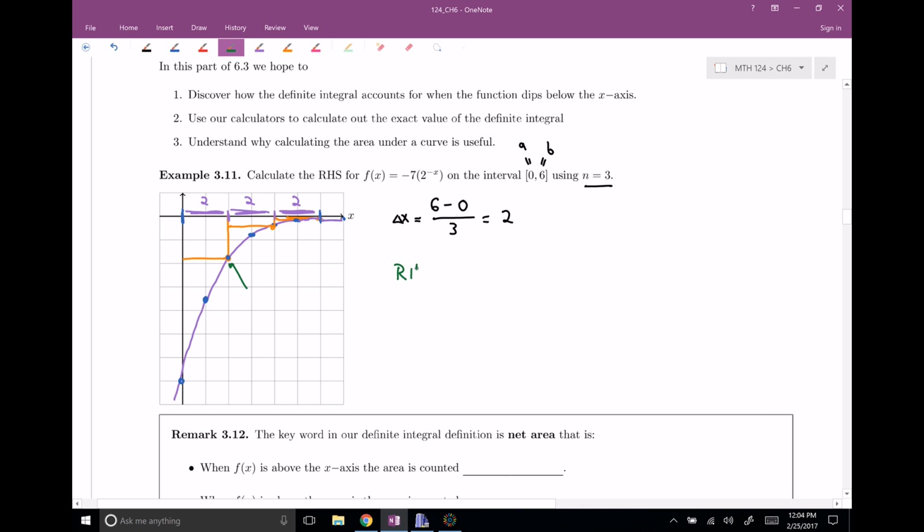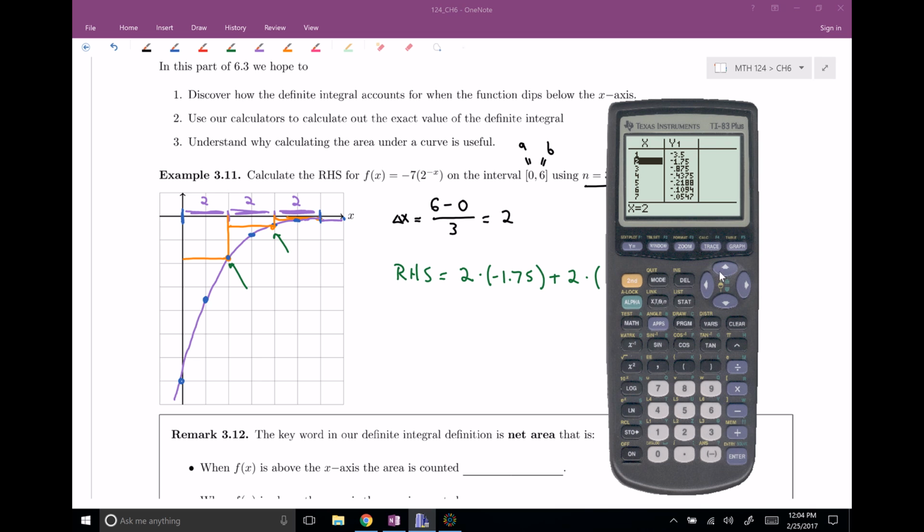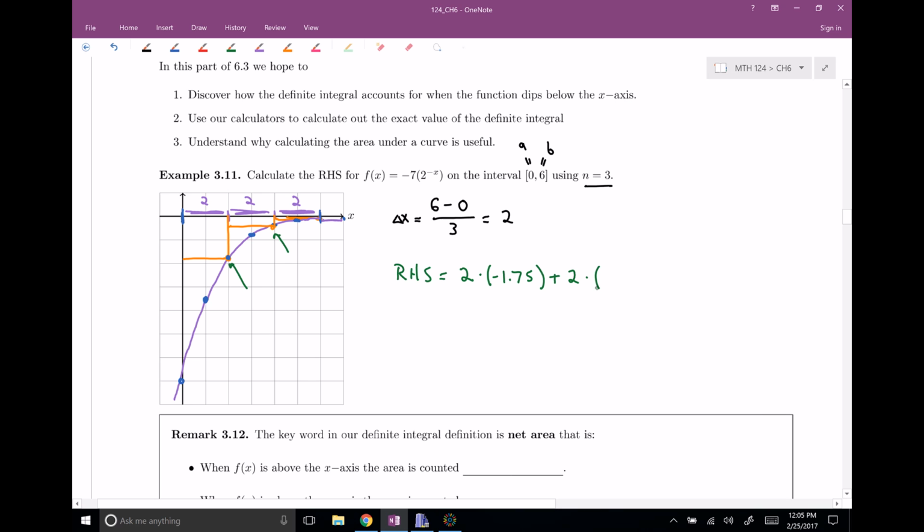So according to this, the right-hand sum should be equal to delta x, so that's 2, the width of the rectangle, times the height of the rectangle, which is negative 1.75, plus delta x times, and then the next rectangle, again using the right-hand sum, so on the right-hand endpoint, and this is at 4. 0, 1, 2, 3, 4. I want the function's height at 4. And so the function's height at 4 is negative 0.4375.